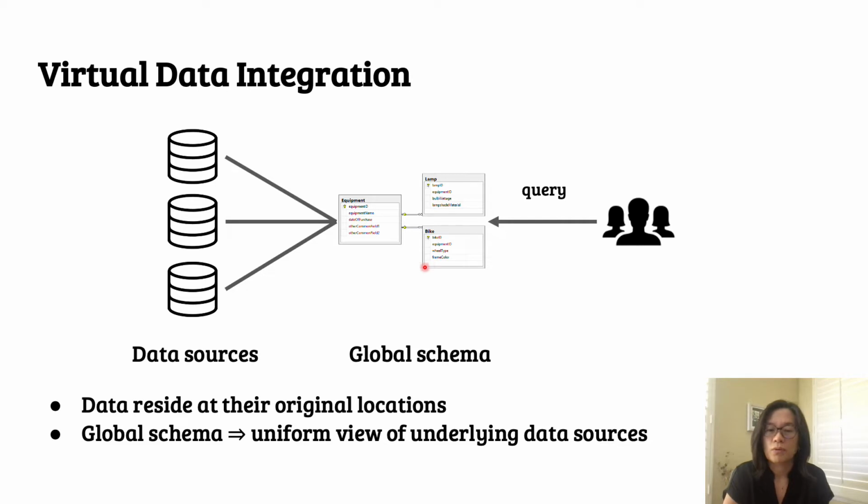When a user poses a query against the global schema, the query will have to be rewritten to possibly many different queries against each individual data source to retrieve the relevant data. And the results will have to be massaged to put back into a form that can be returned to the users as answers. Here, no data actually exists under the global schema, but it appears to the user that the data is integrated, hence the name, the given name, virtual data integration.